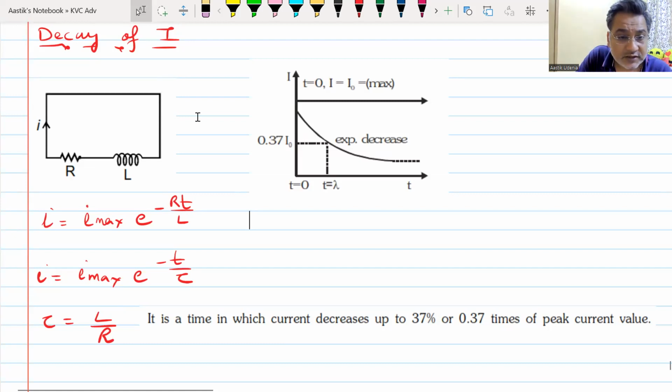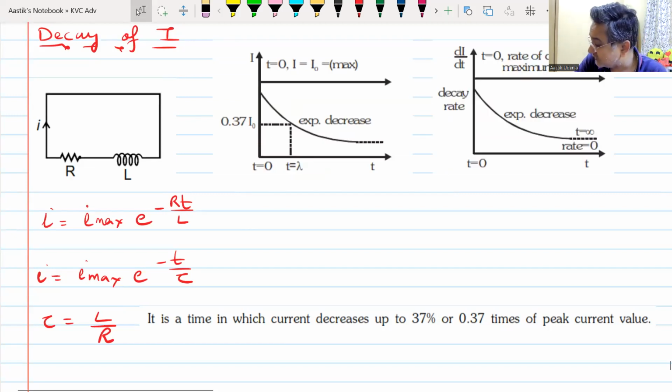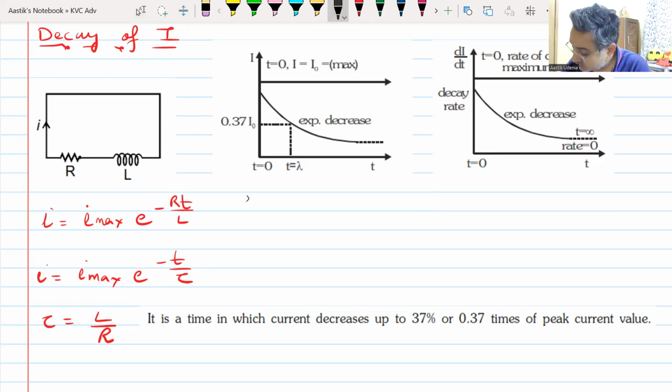If I draw the graph of di by dt, the graph of di by dt also looks the same. The first one is a graph of current with time. The second one is a graph of di by dt with time. Do we understand this? Yes, sir.